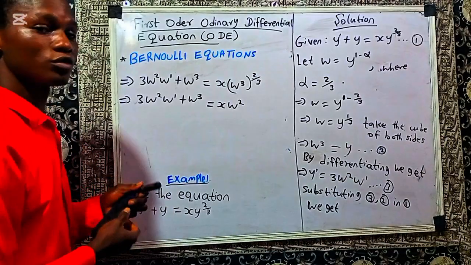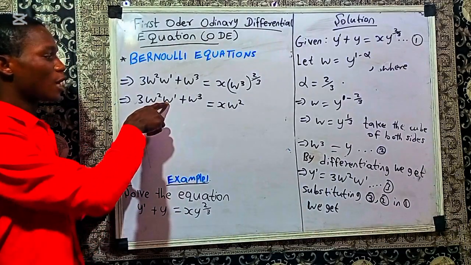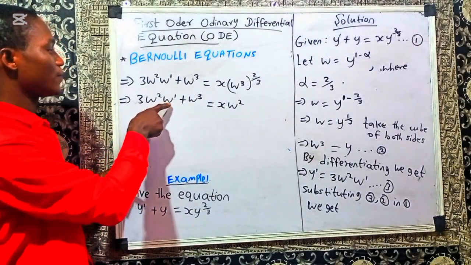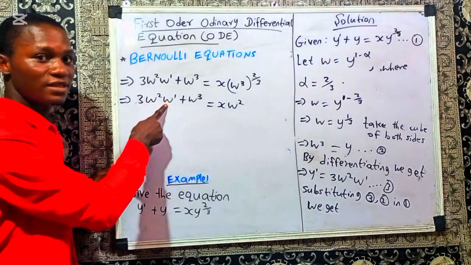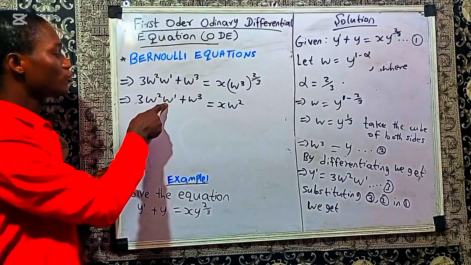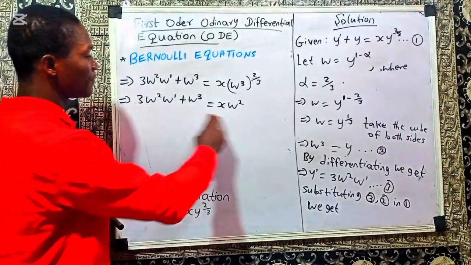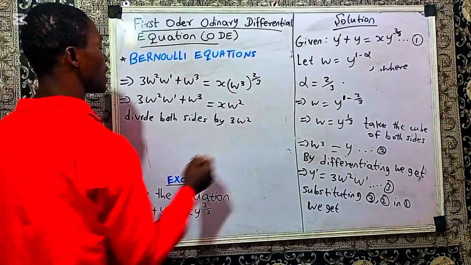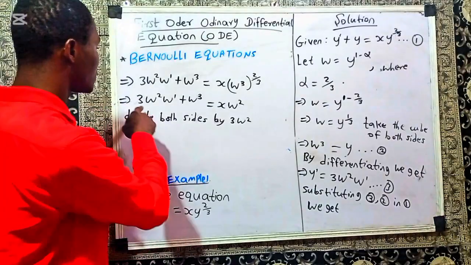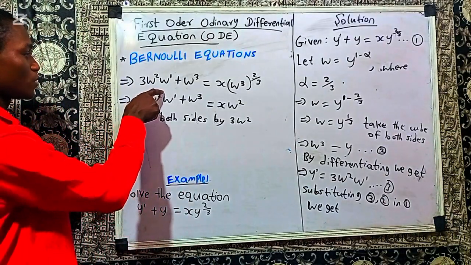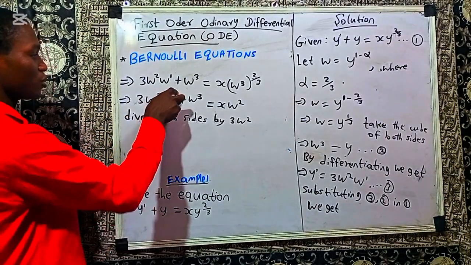Now what do we do? You are going to make this one having the first derivative sign. You are going to make the coefficient 1 before you solve it. So divide everything by that coefficient. So I have written it down. Divide both sides by 3w squared, because 3w squared is the coefficient of w prime.